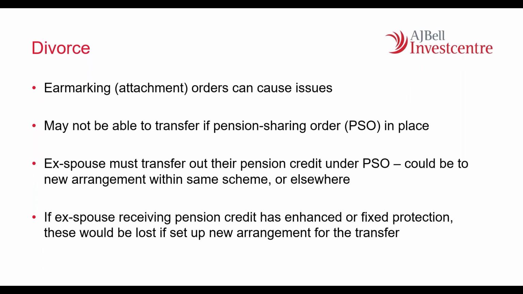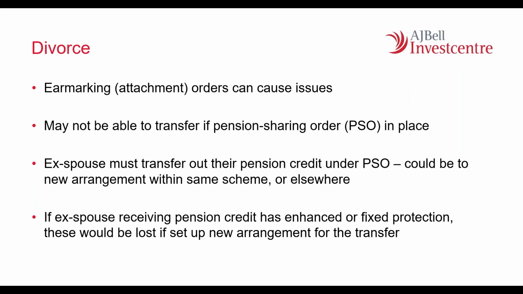And even for the ex-spouse receiving the credit, if they have enhanced protection and they transfer the pension credit into an existing arrangement, then that's absolutely fine. You're not going to have any problems. I say the issue would be maybe the ex-spouse has just got a big DB scheme, which is why they've got their protection in place. But it's a private sector DB scheme that's not accepting any transfers in.